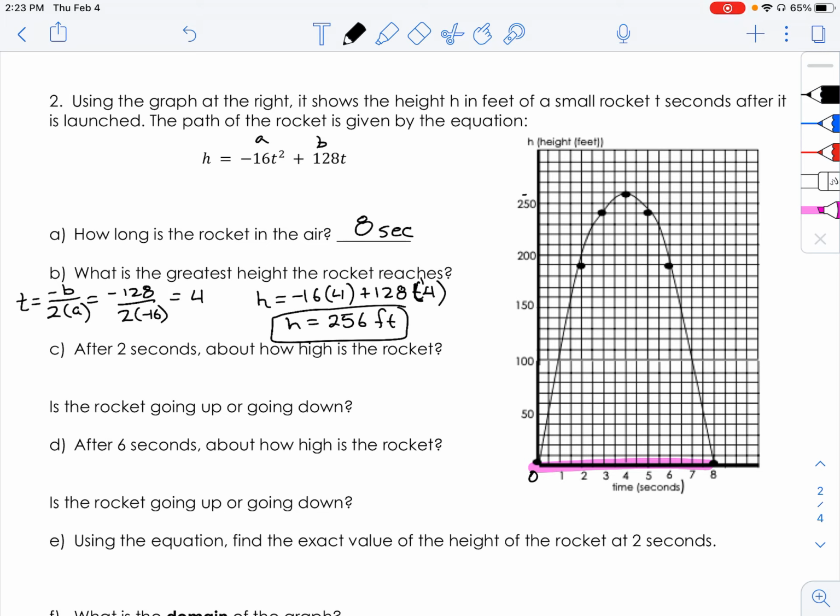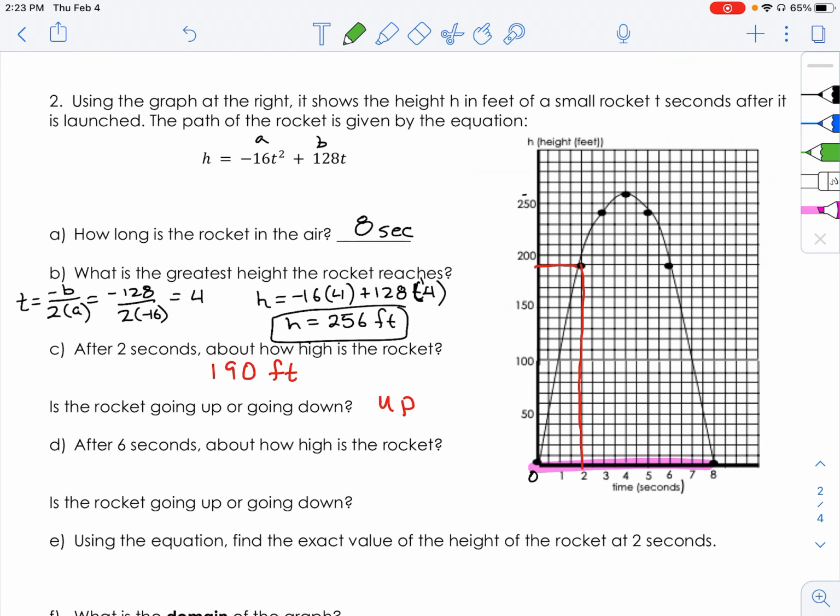So after 2 seconds, about how high is the rocket? Because it says about how high, I'm going to just eyeball it, just looking at the graph. So 2 seconds, it's right about here, which is 190 feet. Is the rocket going up or down? So if we look at this graph, the rocket is going up at that point. So it's going up.